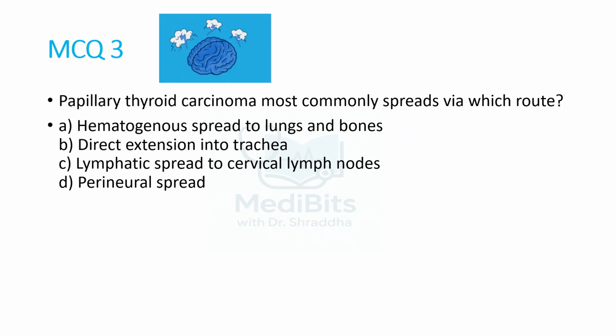Now the last question. Papillary thyroid carcinoma most commonly spreads via which route? Hematogenous spread to lungs and bones, direct extension into trachea, lymphatic spread into cervical lymph nodes, or perineural spread?